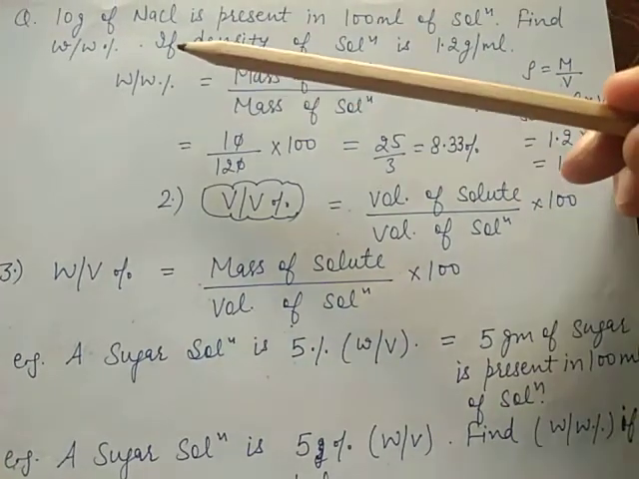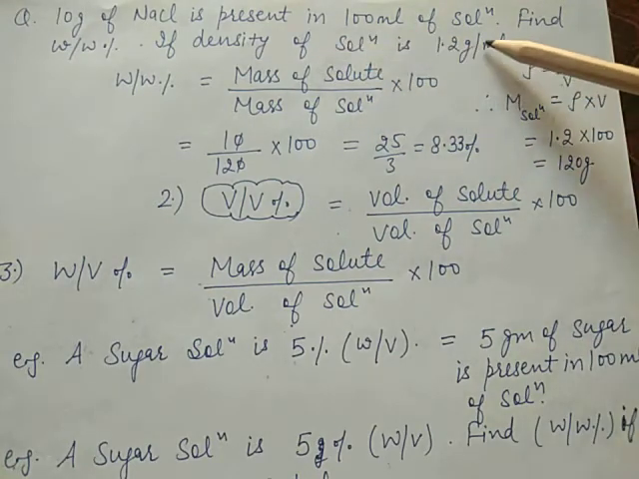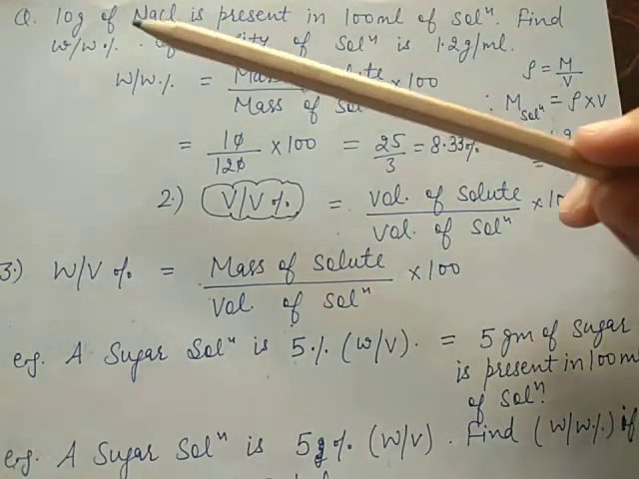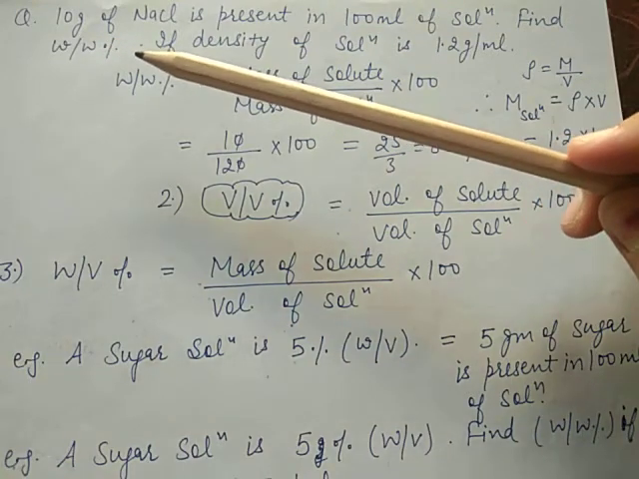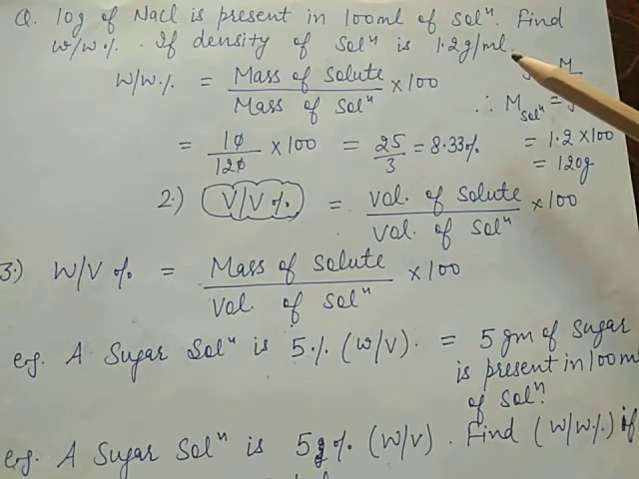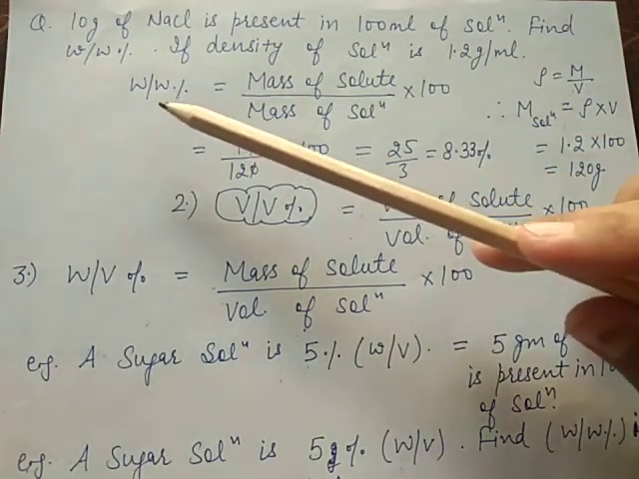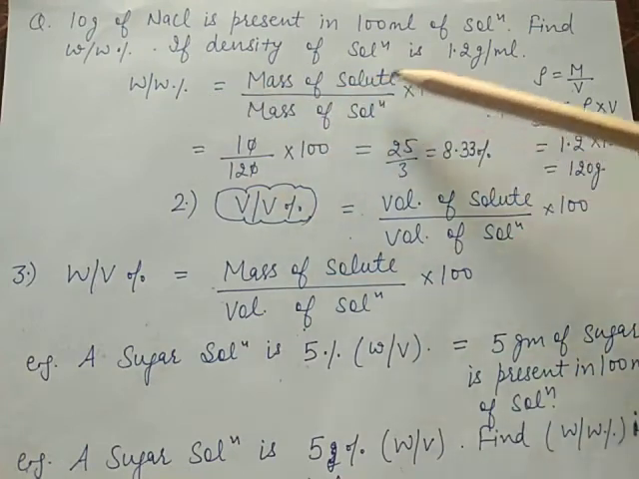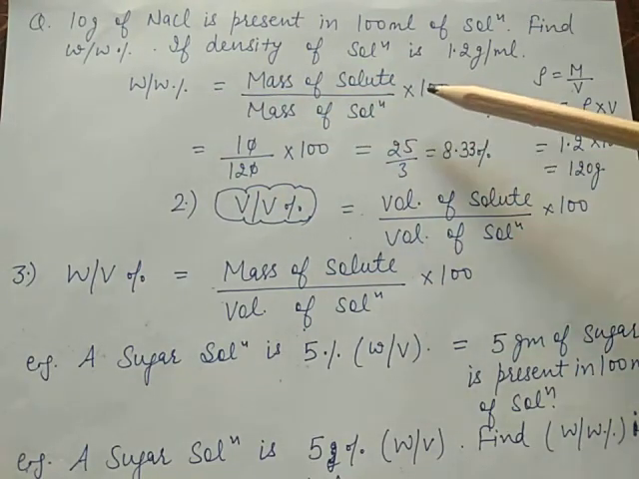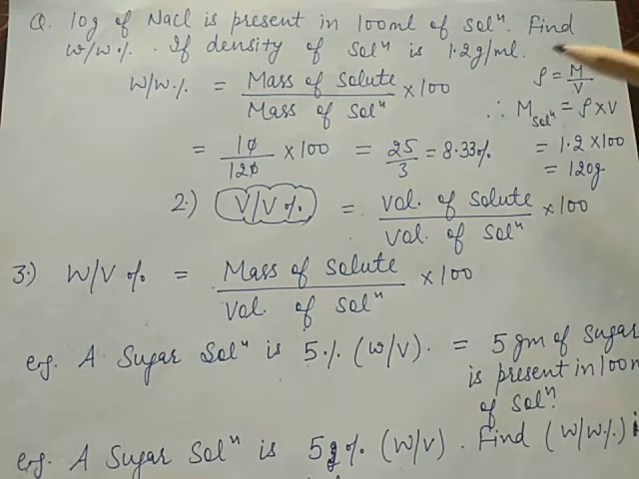Now the next question is 10 gram of NaCl is present in 100 ml of solution. Find mass by mass percentage if the density of solution is 1.2 gram per milliliter. Mass by mass percentage means mass of solute divided by mass of solution multiply 100. Here density is given. Then first of all we calculate the mass of solution.